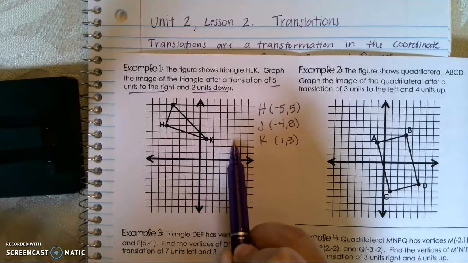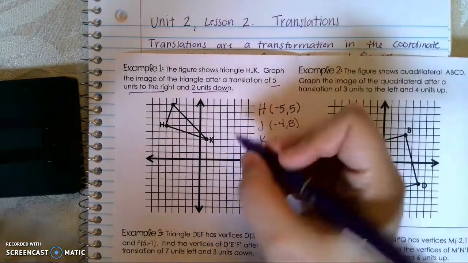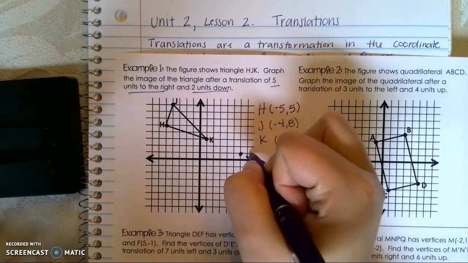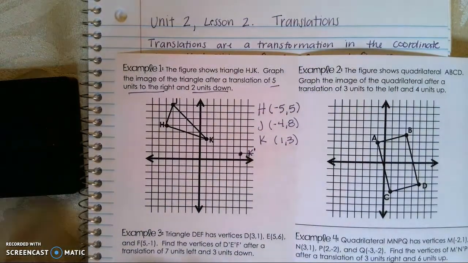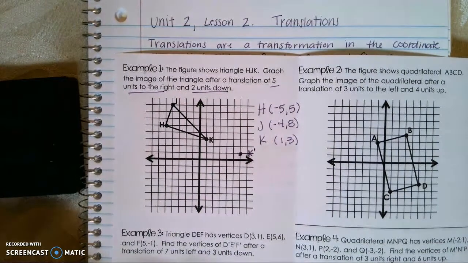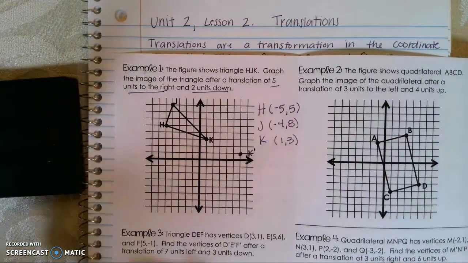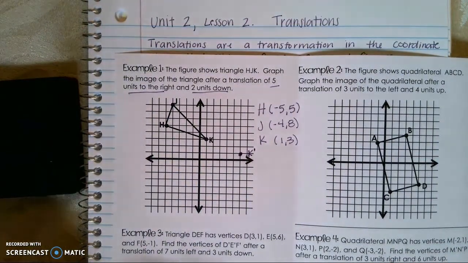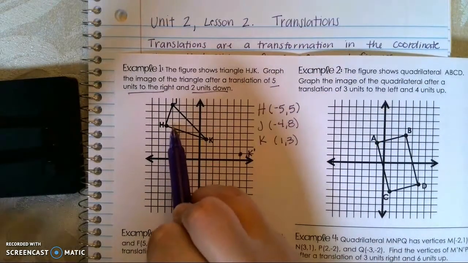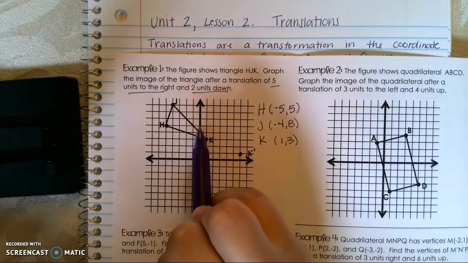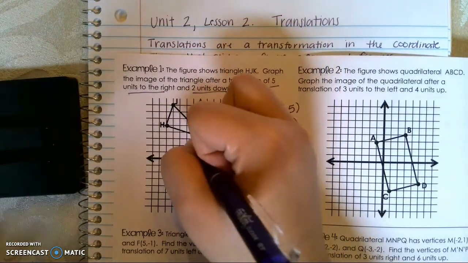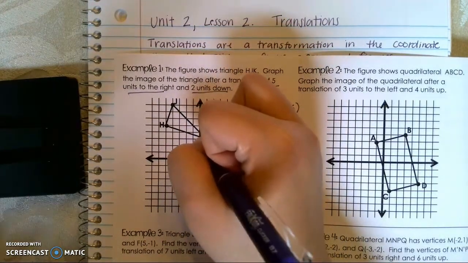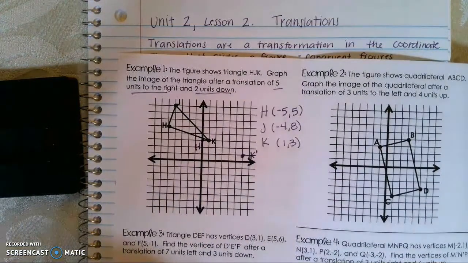1, 2, 3, 4, 5, 1, 2. Got my new ordered pair. I put an apostrophe with the K. That's called K prime. That lets me know that that's the new K, not the old one. We're going to do the same thing with the other two. 1, 2, 3, 4, 5 to the right and 2 down. It's right here. That's H. It's the new H, so it has an apostrophe, H prime.